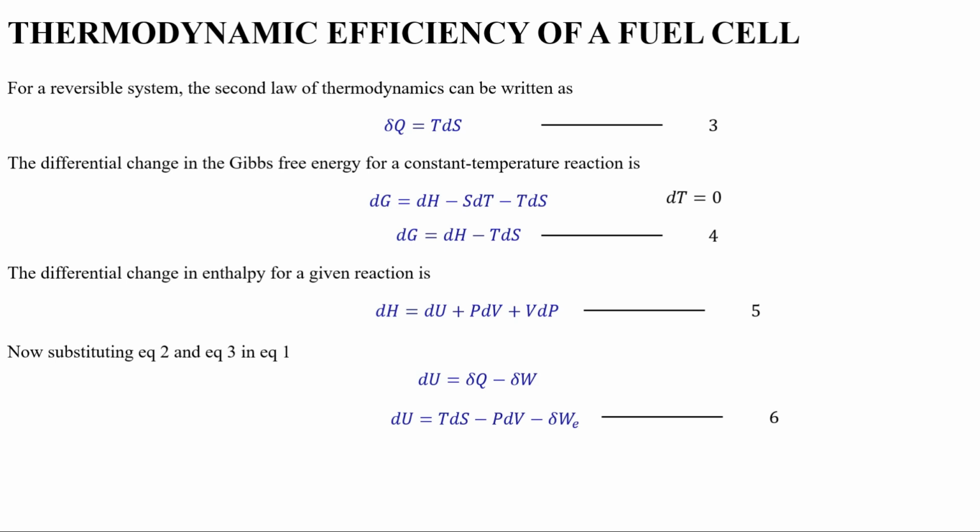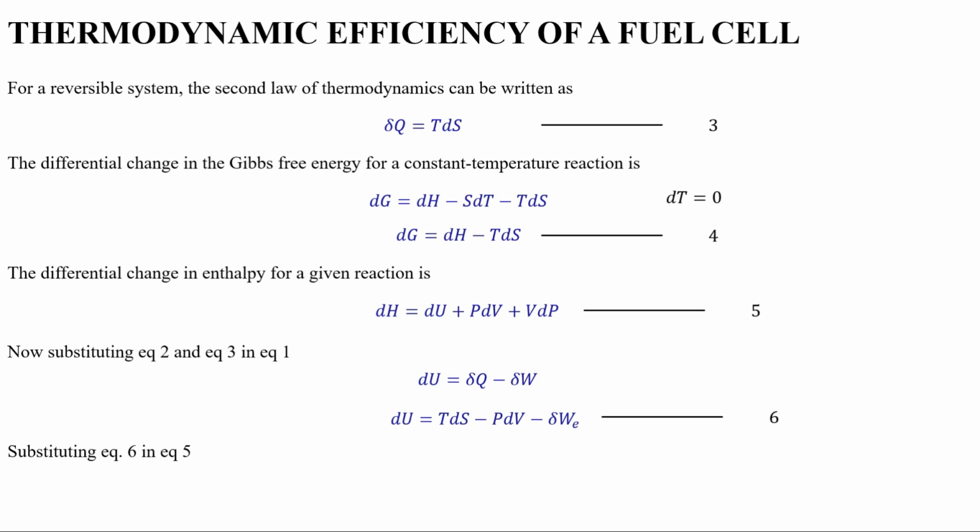Now substitute equation 6 in equation 5. We are going to replace dU in equation 5 by the value of dU in equation 6. In equation 6, dU is equal to TdS minus PdV minus delta WE, and we are going to replace dU in equation 5, which is the differential change in enthalpy, by this.